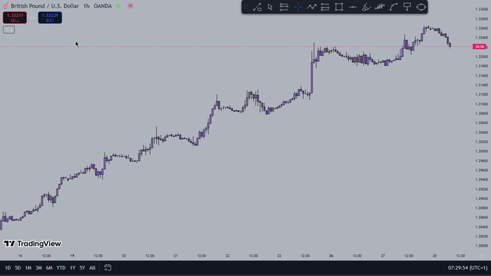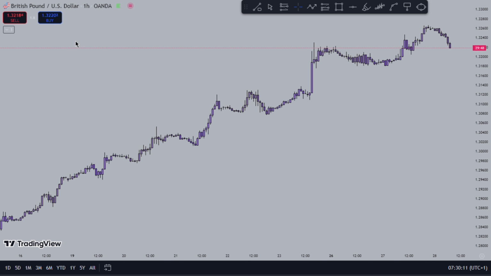In today's video I'm going to be showing you how to mark out the structures from start when your charts are plain, using Trading Hub SMC's 3.0 concepts. So now let's get right into the video.